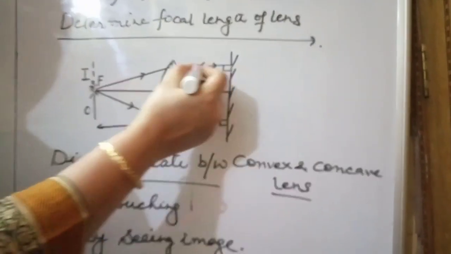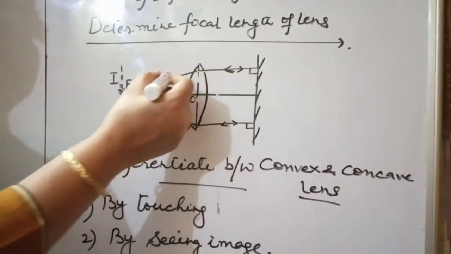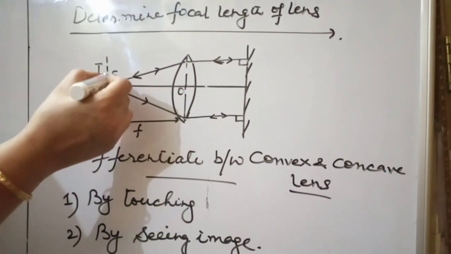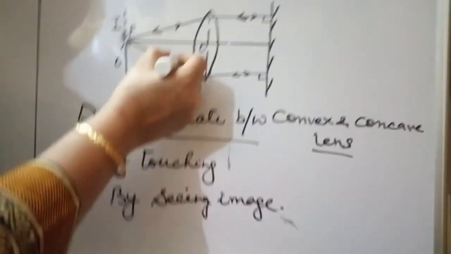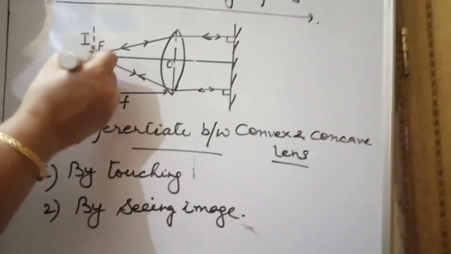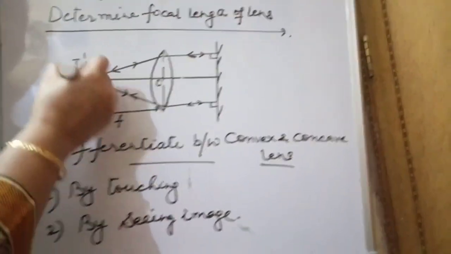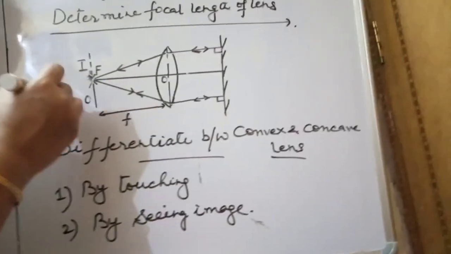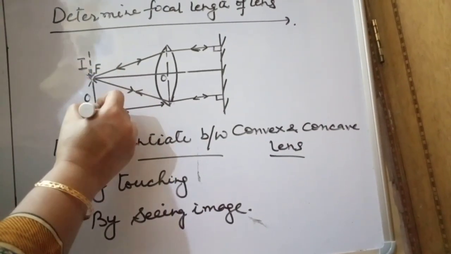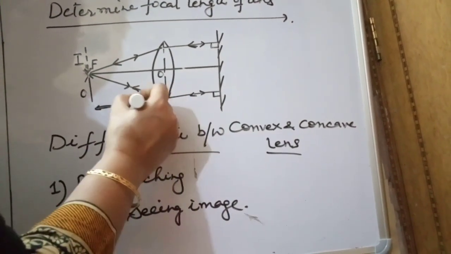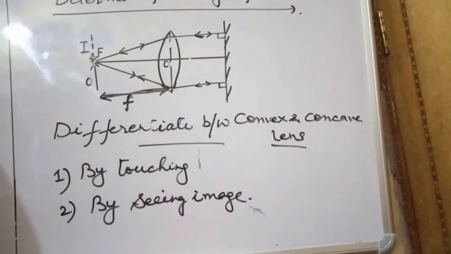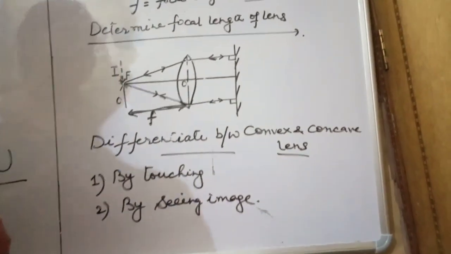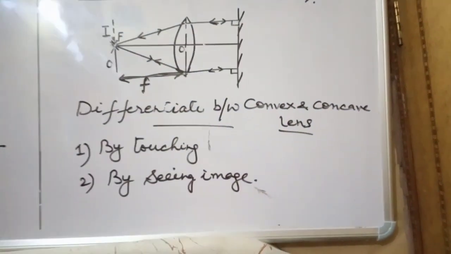Any ray parallel to the principal axis, after refraction, passes through the focus. That means this ray retraces its path. In the same way, this ray will retrace its path. So obviously, when the object is at the focus, the image is formed at the focus. When this position occurs, we consider the distance between the lens and the object to be its focal length. In this way, we can find the focal length of this convex lens.